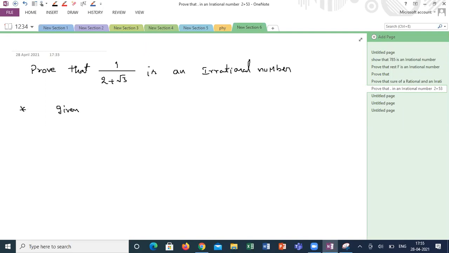Given number: I'm not comfortable with a fractional irrational. It says clearly it is irrational, 1 by irrational. So what I'm doing is multiplying the numerator with 2 minus root 3, and the denominator also with 2 minus root 3. What is this mathematical operation called? Rationalizing the denominator. So what will I get here?